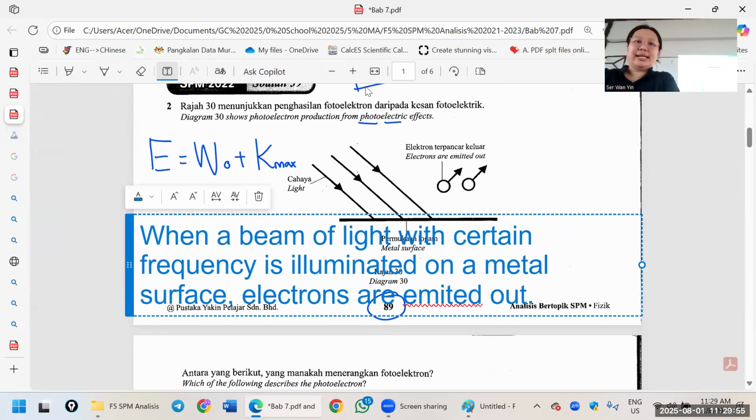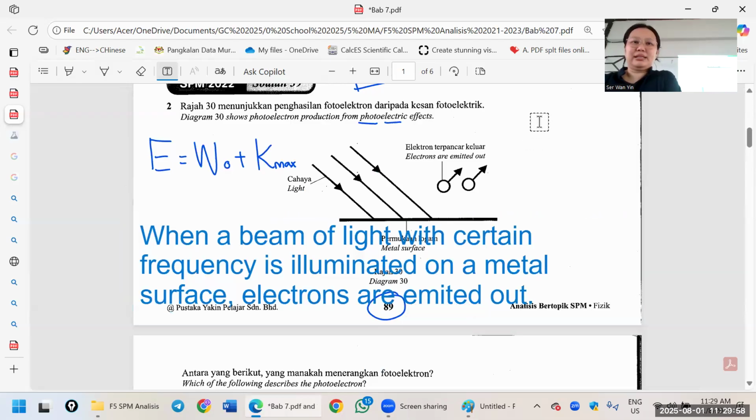So this one is a little bit similar to the thermionic emission. That one is you heat up, then electron emit out. This one is you just shine the light on it, then electron come out.